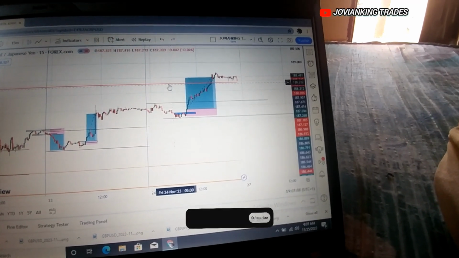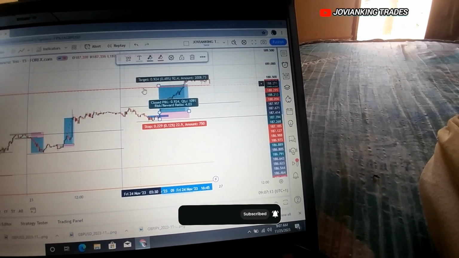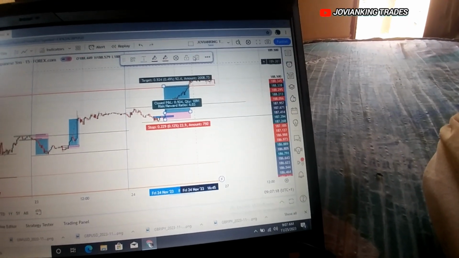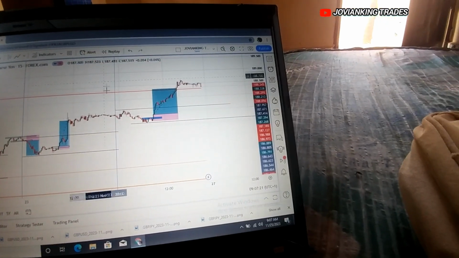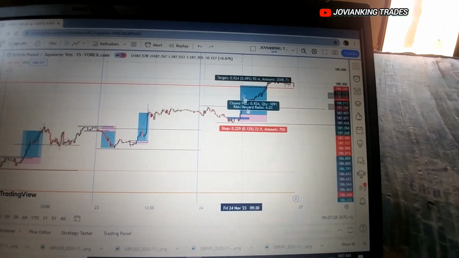You get me now? So this is just the open of the London session. And your TP should have been this particular place. Here should be your TP. Here, the weekly high. You get me now? So this is just a 1:4 risk to reward. So this is how to use your weekly 4 hour candles for your support and resistance.